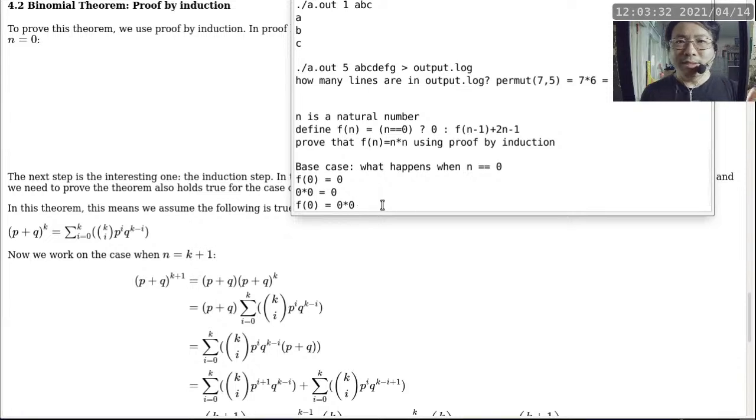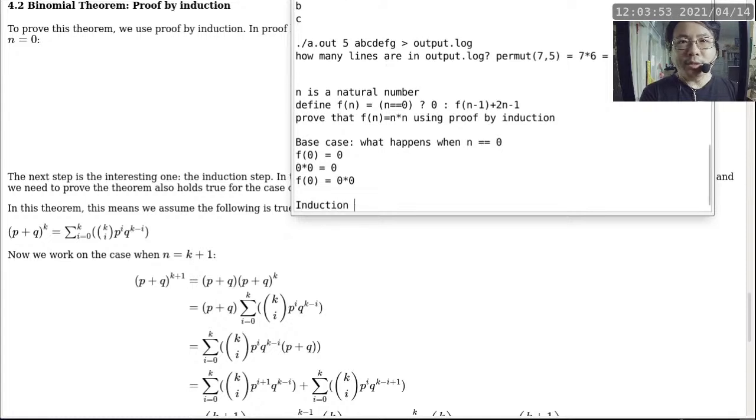Typically the base case is really easy to prove, because you are just substituting a variable that we use in the theorem with a very specific value, and then you just evaluate the left hand side and the right hand side and show that these two are the same. So now we're done with the base case.